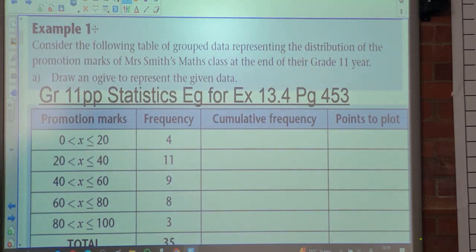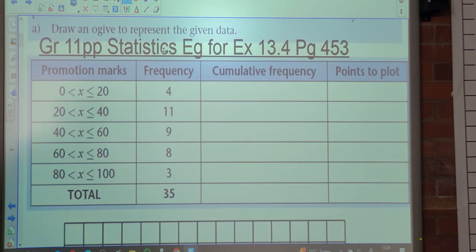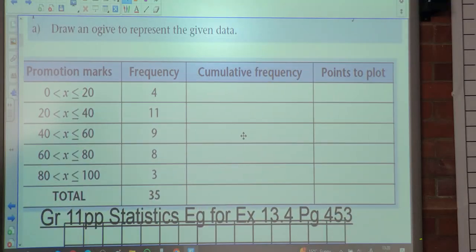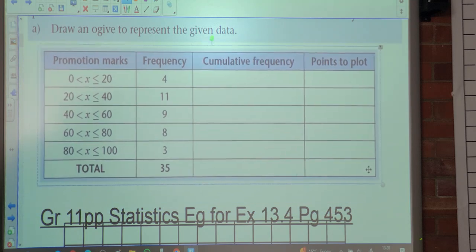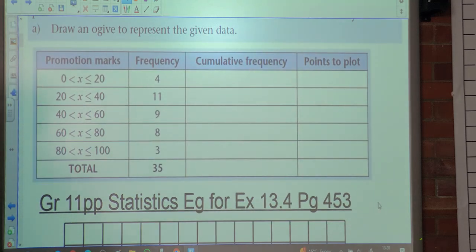So we're going to consider the following table of grouped data representing the distribution of promotion marks of Mrs. Smith's math class at the end of the grade 11 year. Draw the ogive to represent the given data. Okay. So what they did was they actually filled it in for us already, and I removed it so that we can again speak about how to get the cumulative frequency.